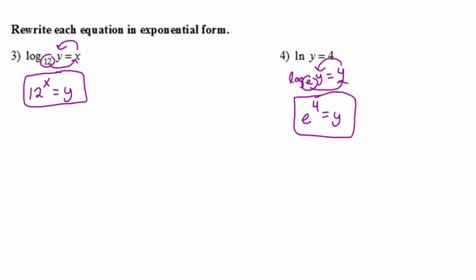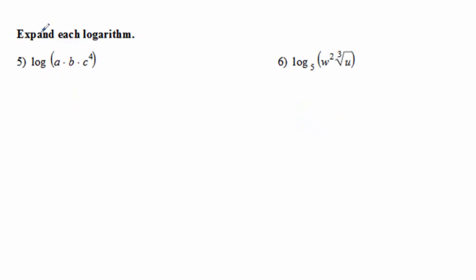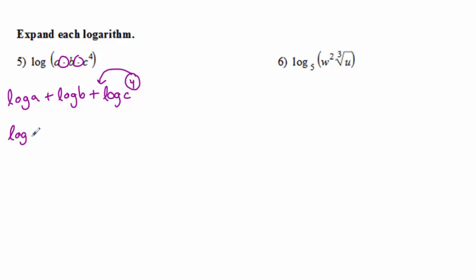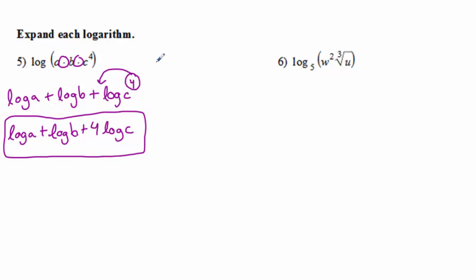All right, so number 5. Let's expand. So remember, expanding is where we want to have more than one logarithm. Multiplication means it's going to switch to addition. So I'm going to have log of a plus log of b plus log of c to the 4th. The other thing we want to do, though, is our exponents we want to move in front. So this is going to be log a plus log b plus 4 log c. And if you can skip straight to that last step, that's fine. You don't have to write the in-between step.